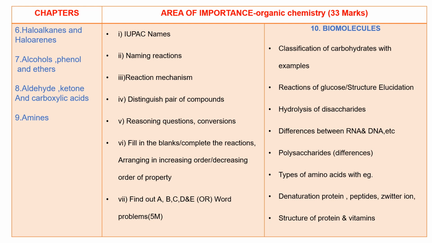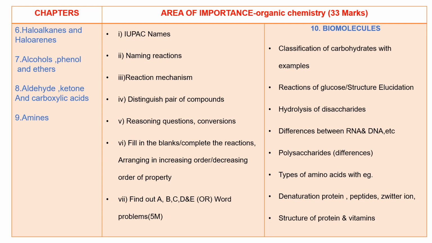Unit 8, Aldehydes, Ketones and Carboxylic acids. In this chapter, reasoning type questions are given more importance. Conversions are very important. A total of 8 marks is allotted for this chapter. Naming reactions like Rosenmund reduction, aldol condensation, Cannizzaro reaction and Etard reaction, and conversions are very important. One question is expected from the conversions.